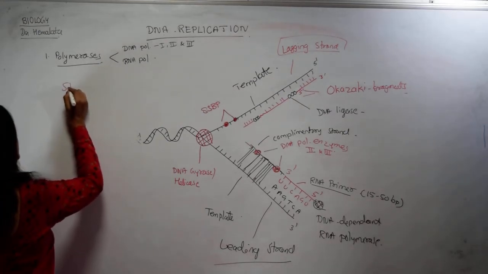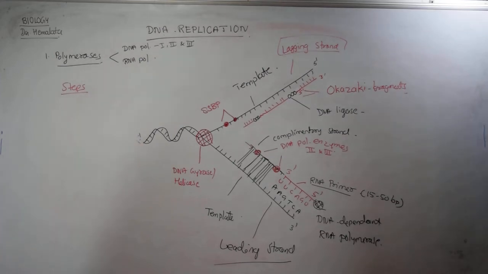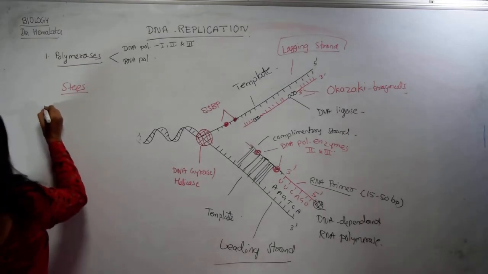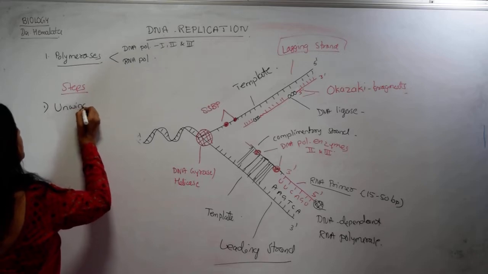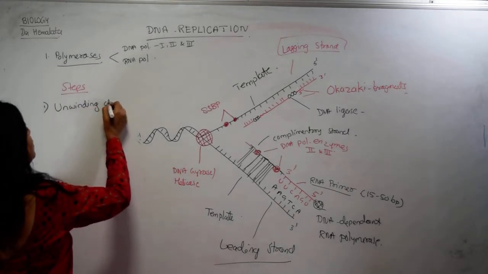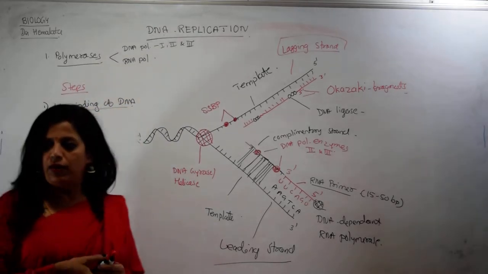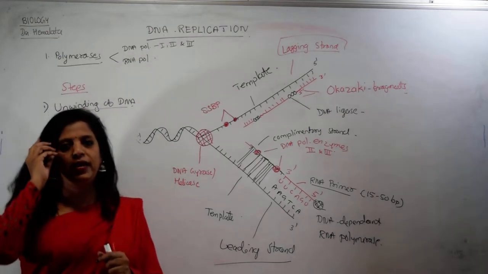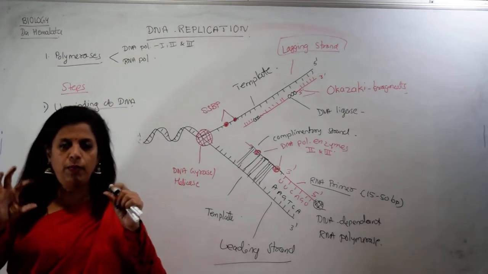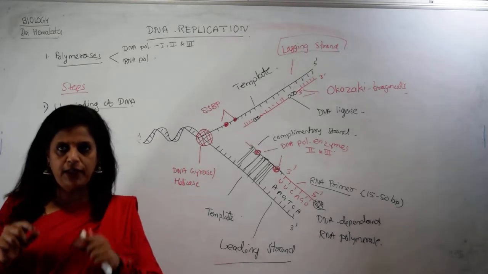Steps involved in DNA replication. First step is the unwinding of DNA. So what is unwinding of DNA? The double-stranded DNA, whatever is present, first starts unwinding here and there, forming some small bubble-like structures called the replication bubbles. They are formed here and there, unwinding it.